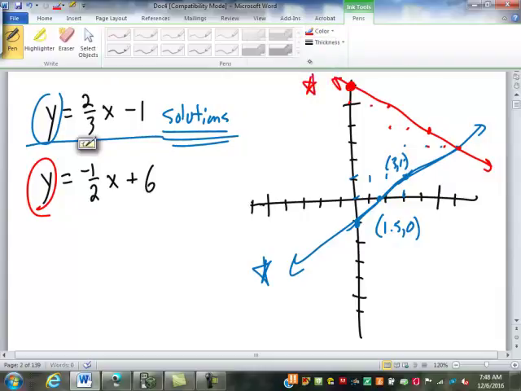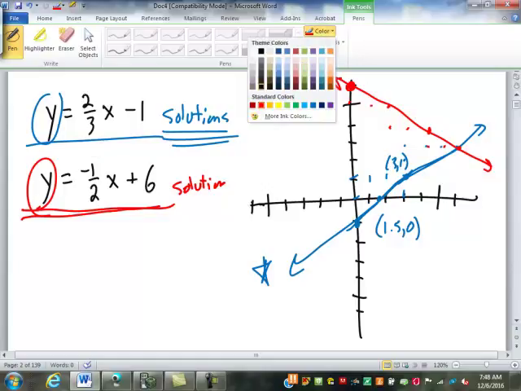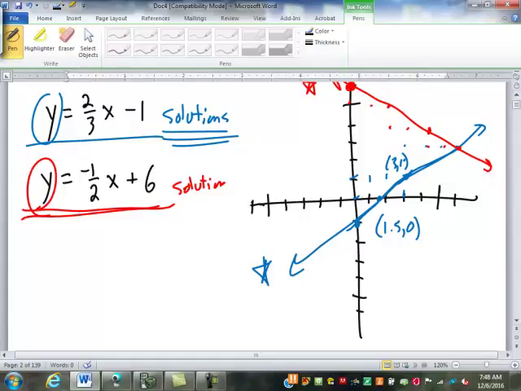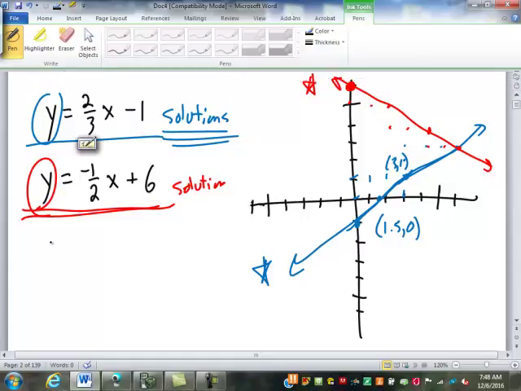So then, of course, the red line is all the solutions for this equation. Every point on that line, if I take its x and y coordinate, it'll make that equation true. What we're going to start looking at today is something we call systems of equations.